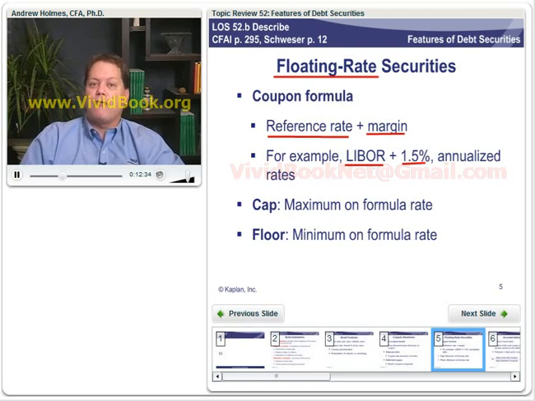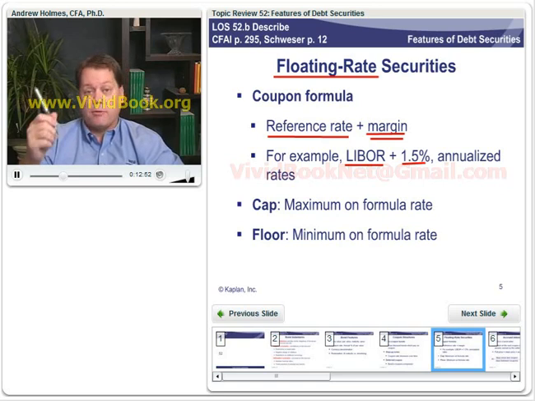So the reference rate will change throughout the life of the bond. Typically, and for our purposes in the CFA curriculum, the margin will be fixed over the life of the bond. With these floating rate bonds, there's also always the possibility that interest rates are going to go to 25% or 40%, or they're going to go down to 0%. Well, what we can do is create at origination a cap or a floor on these particular securities.